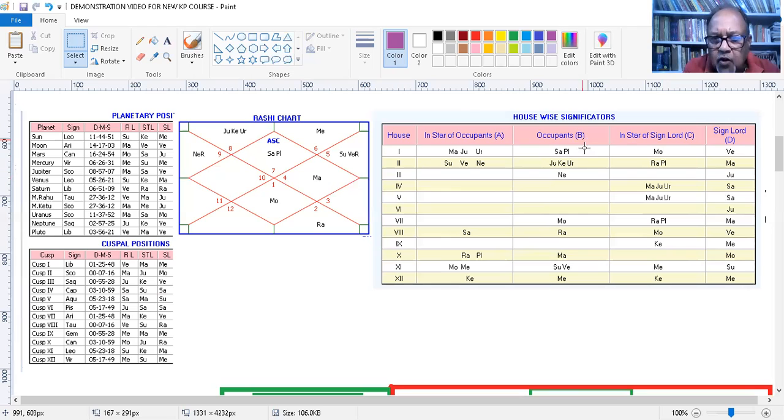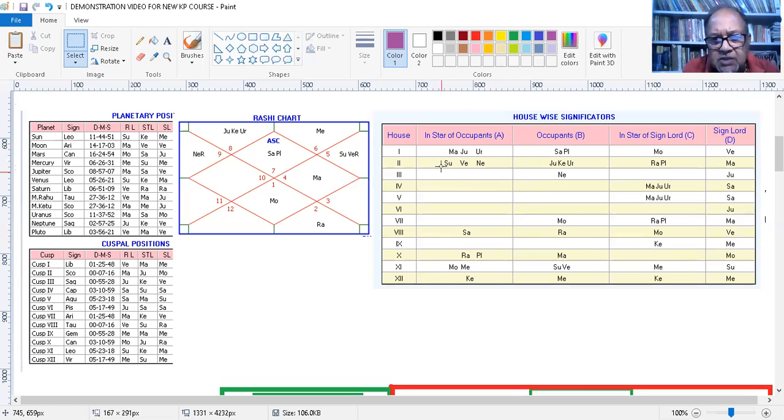Now say for example occupant. Okay, here we see occupant. Now Jupiter and Ketu. So some planet could be or would be in the constellation of Jupiter or in the constellation of Ketu in this horoscope. Those planets sitting in the constellation of Jupiter or Ketu are represented here in column A, in star of occupant. What does that mean? Jupiter is the occupant, and Ketu is the occupant. So any planet sitting in the star or constellation of Jupiter or Ketu will come here in this column A.